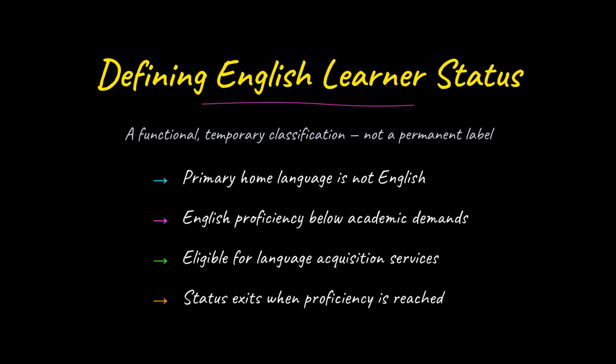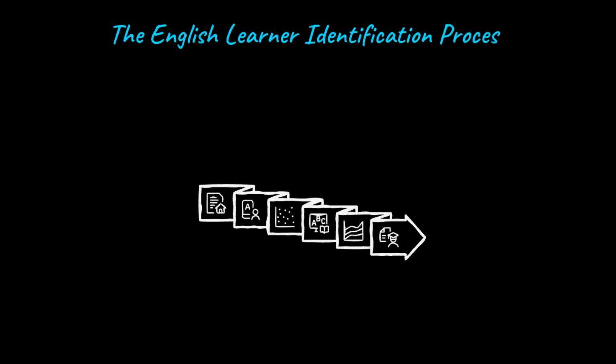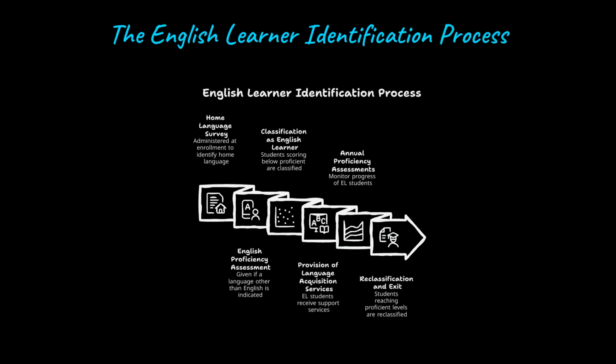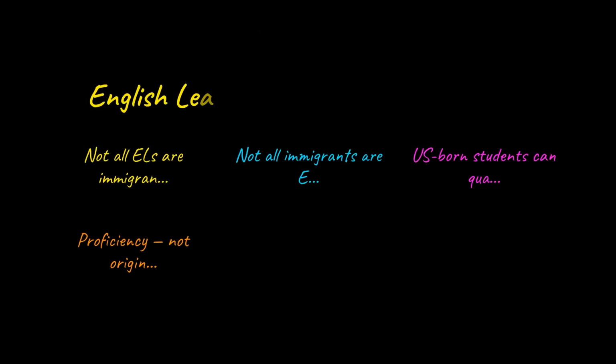Once a student reaches proficient levels across all language domains, they exit English learner status. Identification begins at enrollment with a home language survey. If a language other than English is spoken at home, the school administers a proficiency assessment. Students scoring below proficient are classified as English learners and receive language support. Annual assessments track growth, and students who reach proficiency across all domains are reclassified.